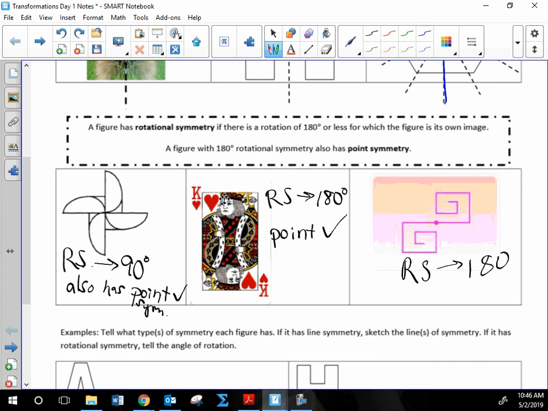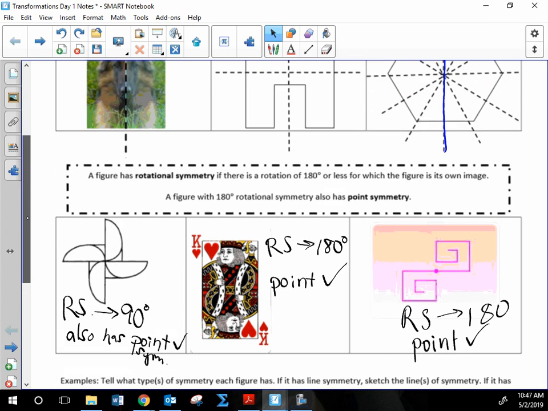180. Good. So then does it have point? Yes. So rotational symmetry is any if you can rotate it 180 degrees or less, and it's the same thing. Point symmetry, check. 180 is the same thing.